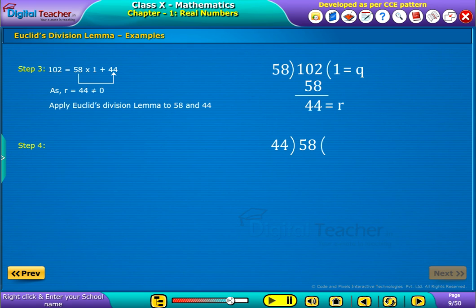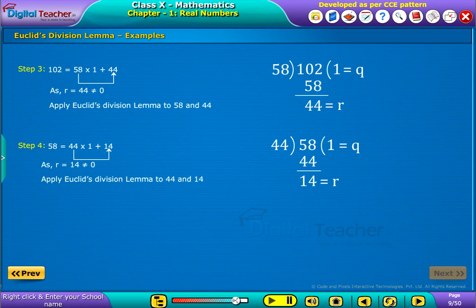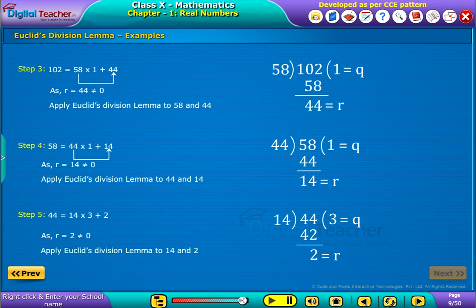Step 4. Here 58 is equal to 44 into 1 plus 14. As r equal to 14 is not equal to 0, apply Euclid's division lemma to 44 and 14. Step 5. 44 is equal to 14 into 3 plus 2. As r equal to 2 is not equal to 0, apply Euclid's division lemma to 14 and 2.